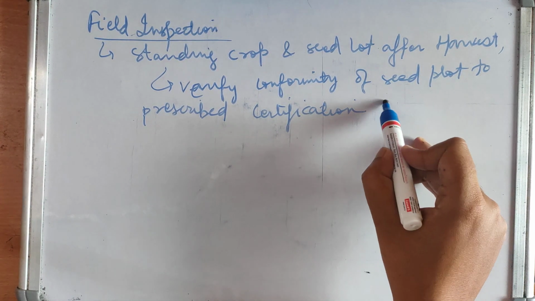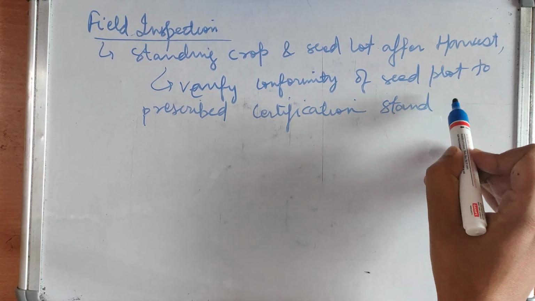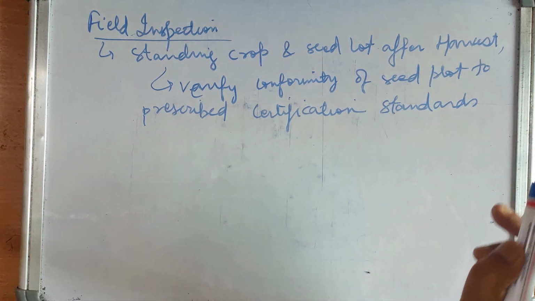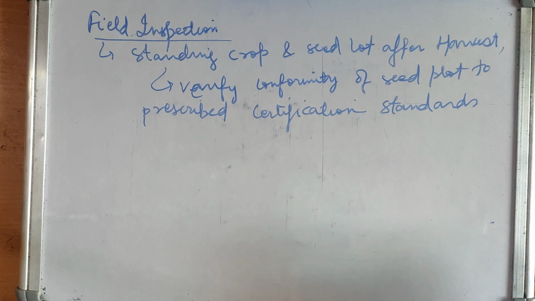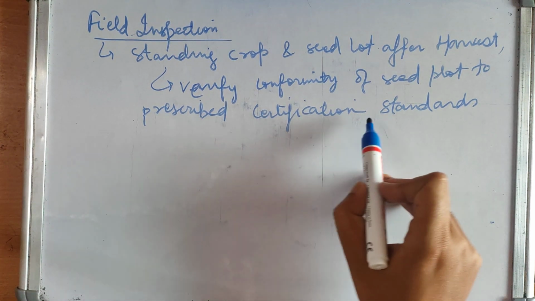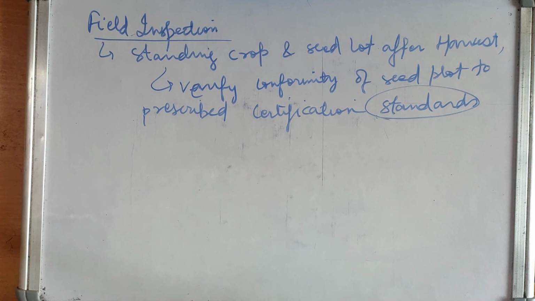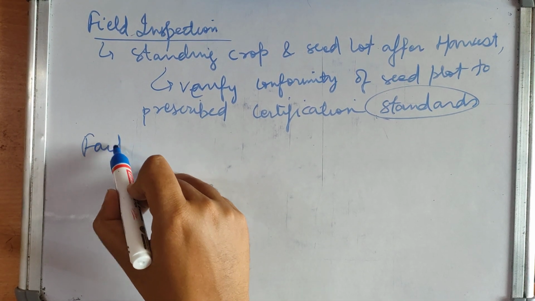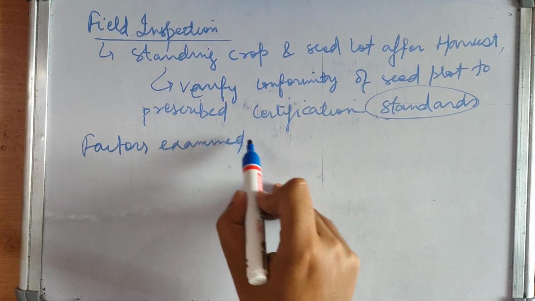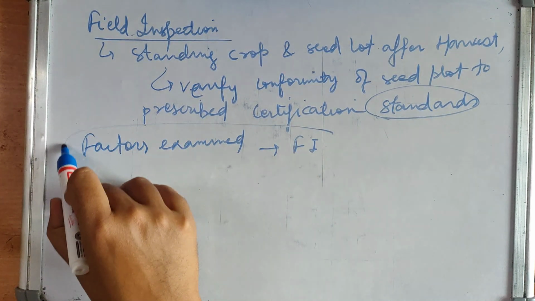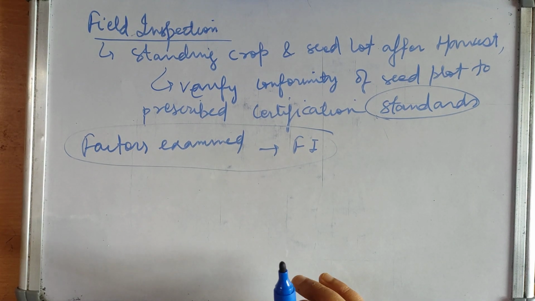I have discussed certification and registration in detail. You must watch it in the previous lecture. So what happens here? In field inspection, we inspect the field. Has the farmer or the seed producer followed the standards to produce their seed or not? This is field inspection. So what factors are examined during field inspection? What things do we examine during field inspection?